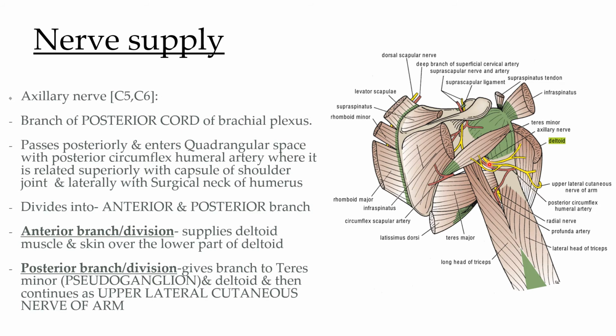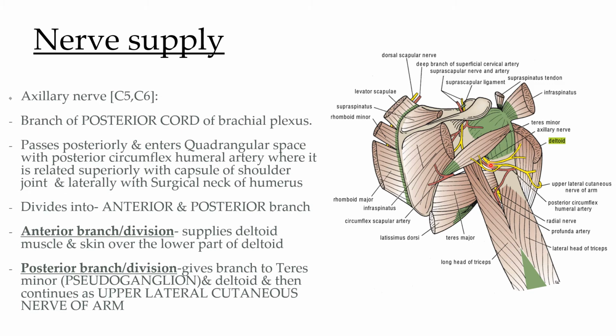There in the quadrangular space, it gives an articular branch to the shoulder joint, and then it divides into anterior and posterior branch. The anterior branch of the axillary nerve provides nerve supply to the anterior fibers of the deltoid, and then it continues superficially and provides cutaneous nerve supply to the overlying skin.